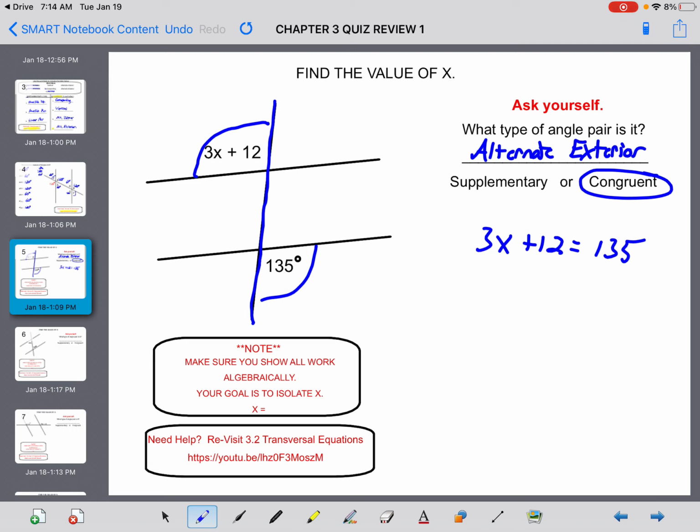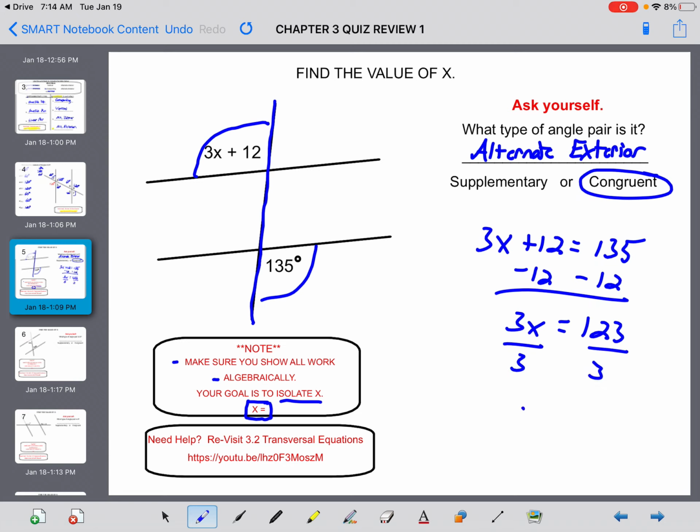Okay, so here's in your notes. Make sure you show all your work. Make sure it's algebraic. Your goal is to isolate x, which means your answer should say x equals a number. Here's a two-step equation, minus 12 on both sides. 3x equals 123. And if you divide both sides by 3, x equals 41.